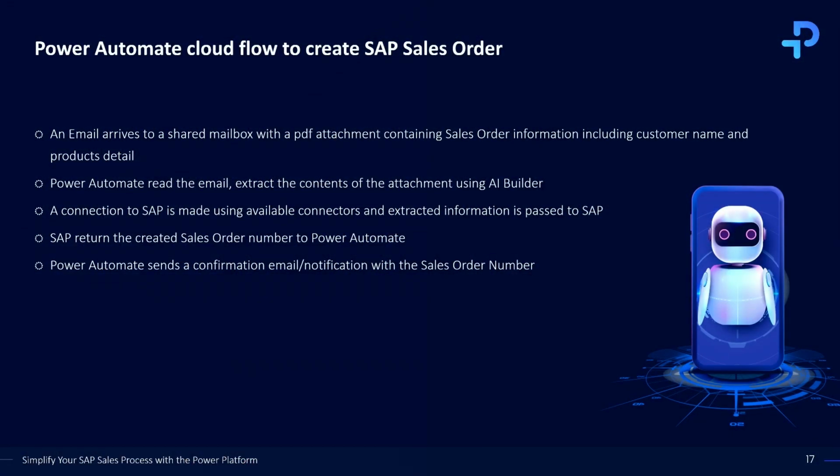This is about using a Power Automate Cloud Flow to create a sales order in SAP. The use case is you get a list of sales orders. It could be in a document, a PDF or a Word document, sent to a shared mailbox. And that mailbox will be constantly monitored by Power Automate, so it will be reading those emails and attachments.